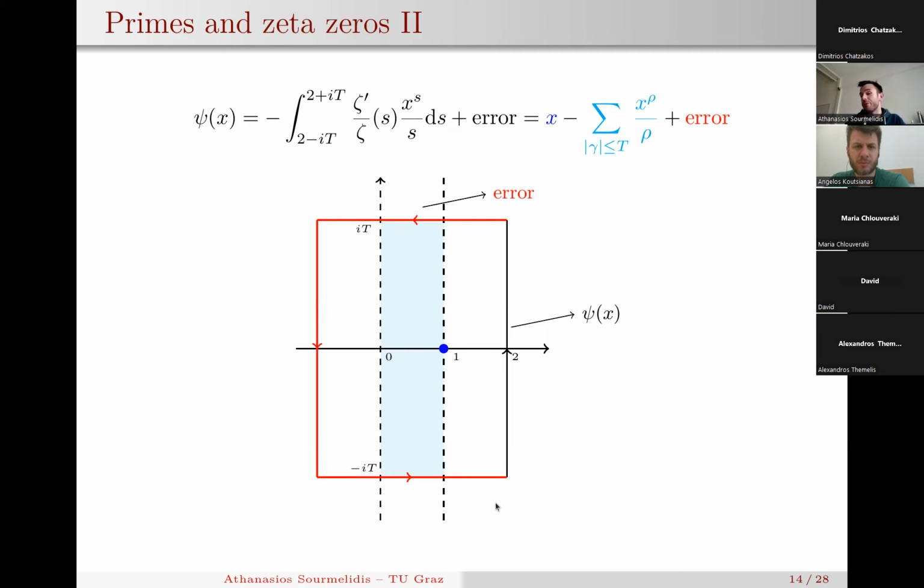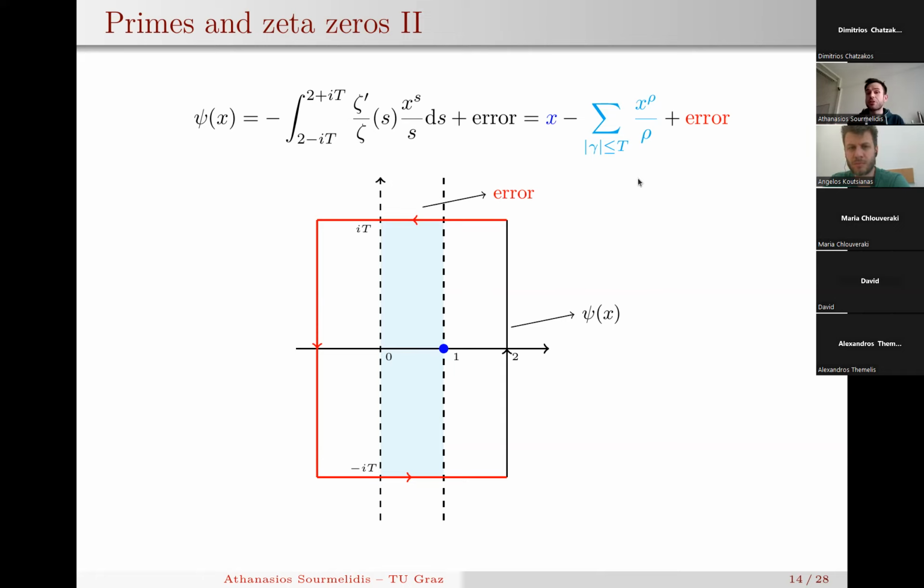And Riemann couldn't know this. He needed some more theory, which was given later by Hadamard in his thesis. And this is just a big error, which we can control. But while you move this curve in this rectangle to the left, you cross the pole of the Riemann zeta-function at 1, and that gives you this main term here, as well as the zeros that lie inside this strip. And this gives you this sum here.